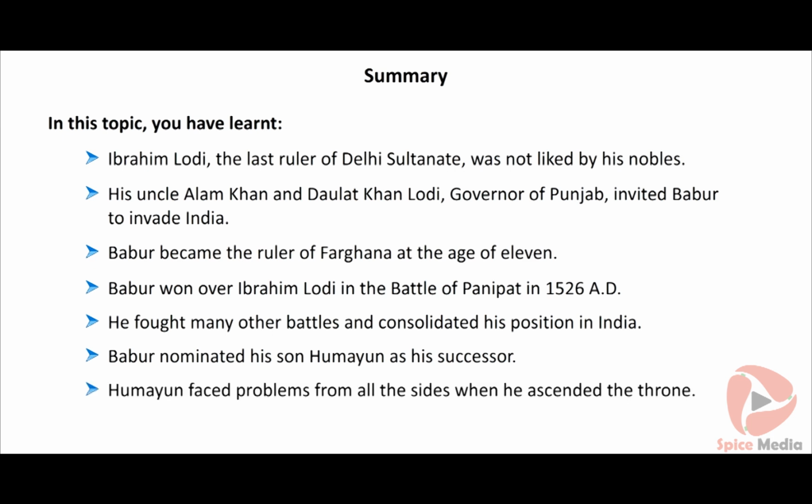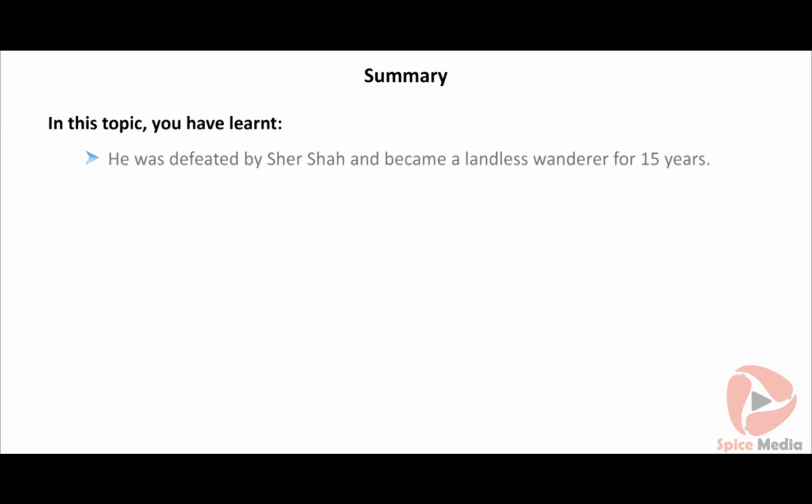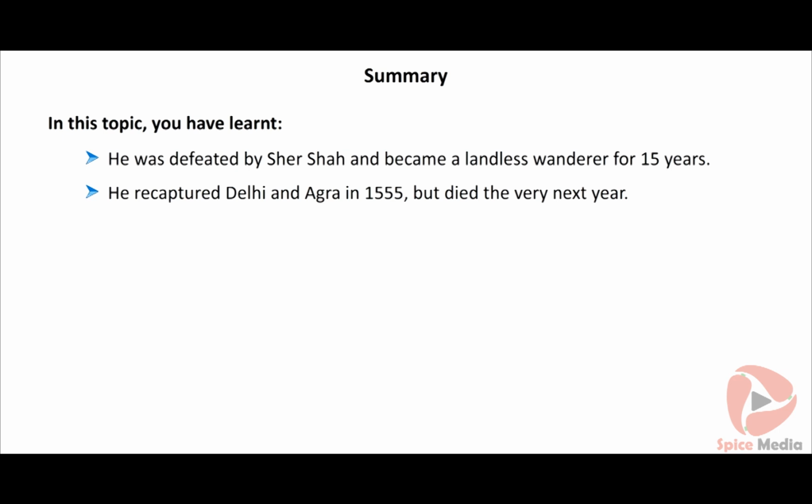Humayun faced problems from all the sides when he ascended the throne. He was defeated by Sher Shah and became a landless wanderer for 15 years. He recaptured Delhi and Agra in 1555 but died the very next year.